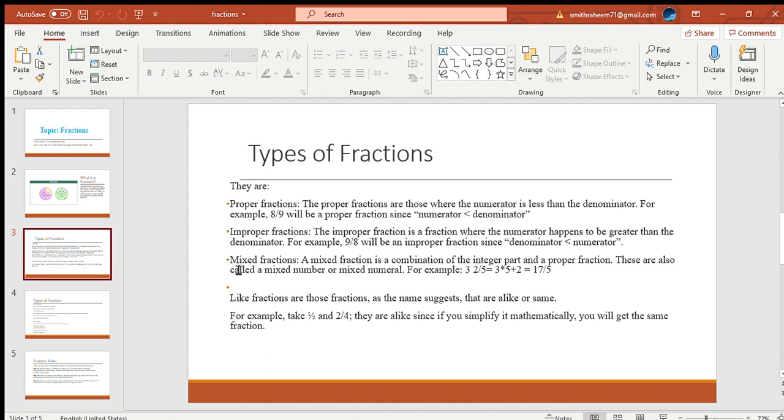Alright, so you can take a screenshot of the types of fractions, and if you're watching this on your cell phone or your tablet and you don't have a notebook or any pen to take notes, you could just screenshot it. Alright, when you have the time, you could transfer the notes in your notebooks.